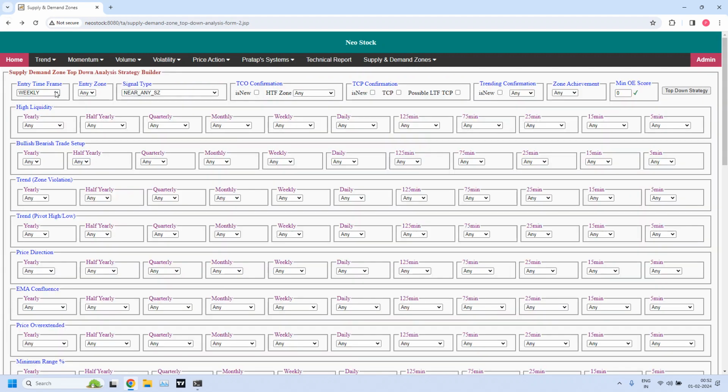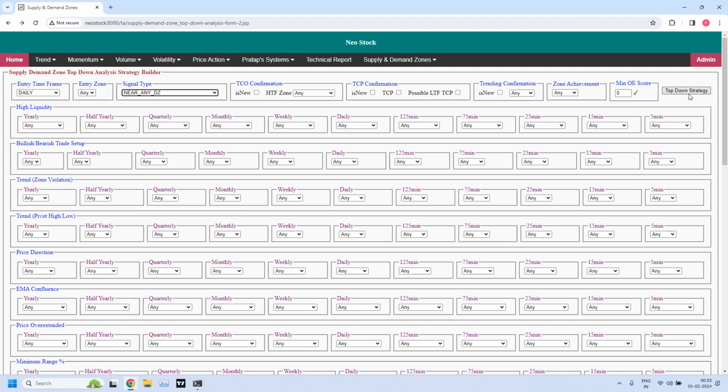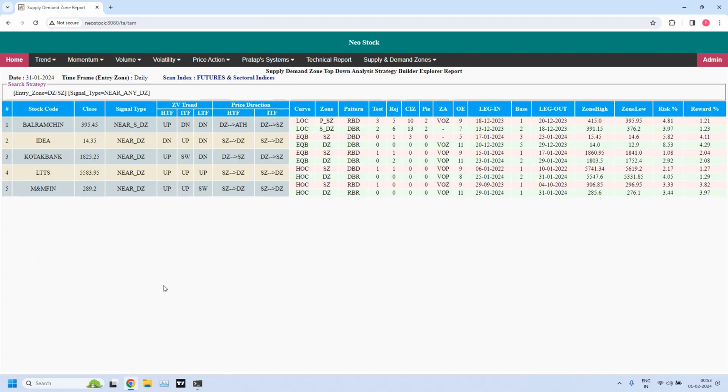Let me go back. Let me change the time frame to daily. Entry time frame is daily. Let us find the stocks near daily demand zone. 5 stocks are filtered. Any high liquidity zones? This is POST. So we don't have any high liquidity daily demand zones from today's list.